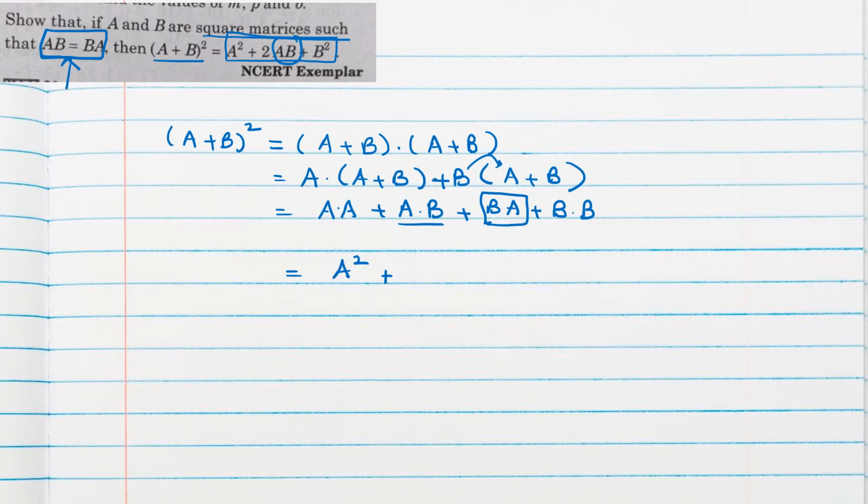But here the condition is given that AB and BA are equal. So we can use BA is equal to AB, which is given, plus B square. So A square plus 2AB plus B square. Hence proved. In case of matrices, don't directly use the identity and write.